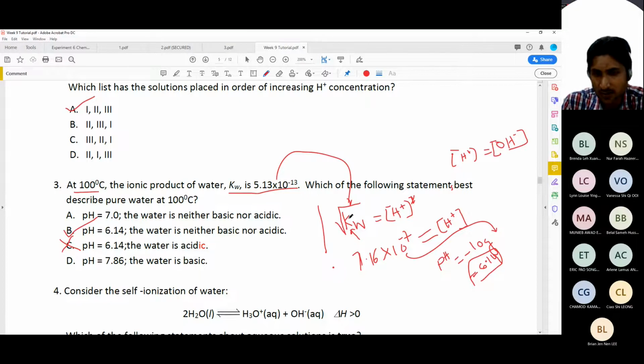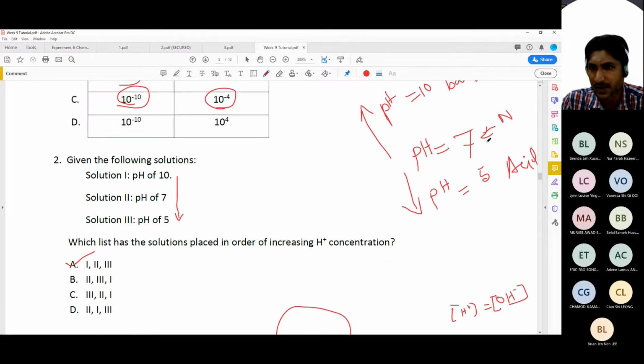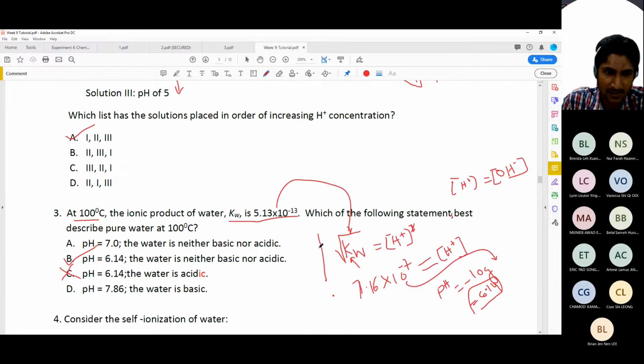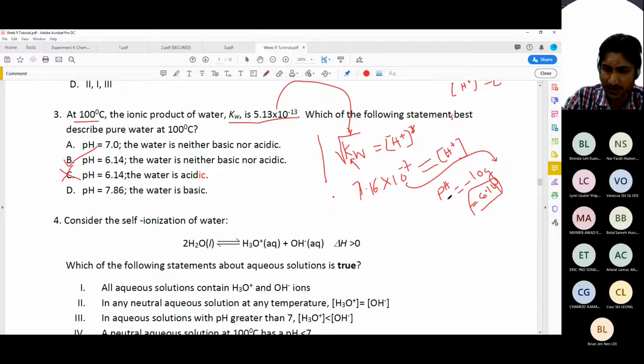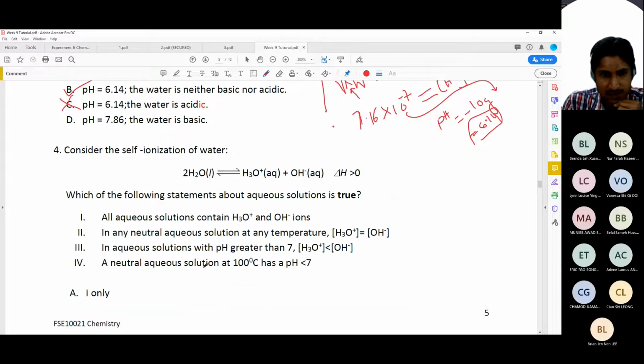This is the new normal, you can say. It's the new neutral. At 100 degrees, pH 6.14 is equal to pH 7 at 25 degrees. Okay, so it is the new neutral. Is that okay? Is that clear? Okay. Nobody talking, so I think it's okay.